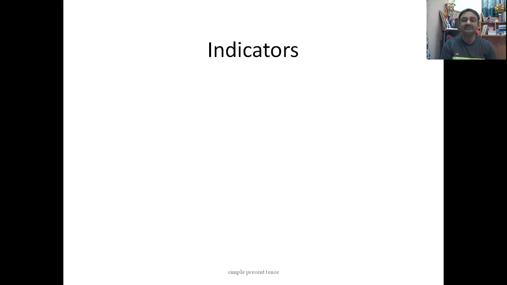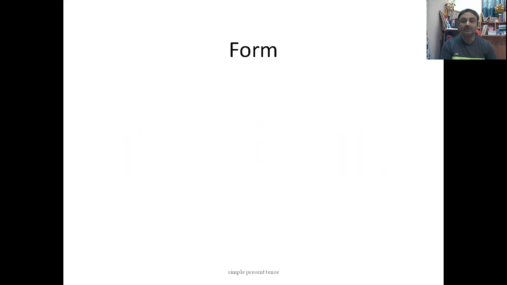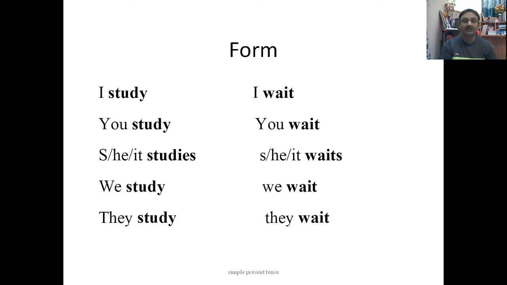So these are the few indicators through which we can understand the simple present tense concept: always, whenever, every day, usually, often, frequently, sometimes, rarely, occasionally, never. Now, look at the forms of the simple present tense. I study, you study, she, he, it studies, we study, they study, I wait, you wait, similarly, we wait, etc.